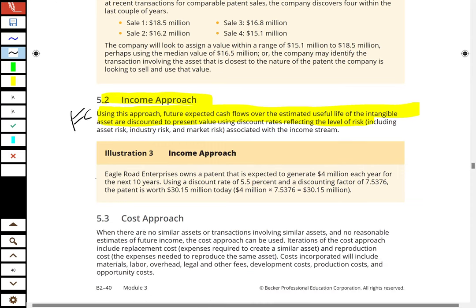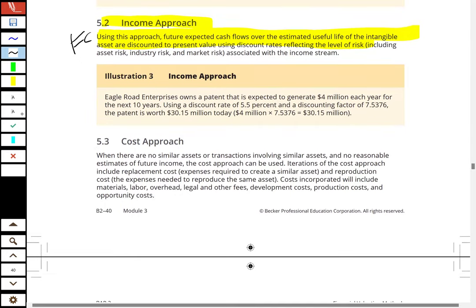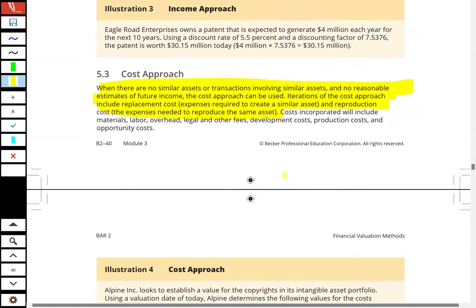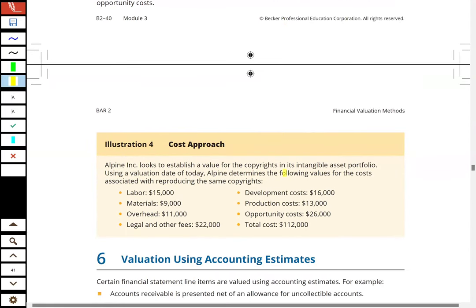The cost approach is going to get into what? There aren't similar assets. The cost approach says, well, what did it cost you to develop that? And what would it cost you if you had to reproduce that item? They give us different examples here of the type of cost that could go into the development of an intangible.